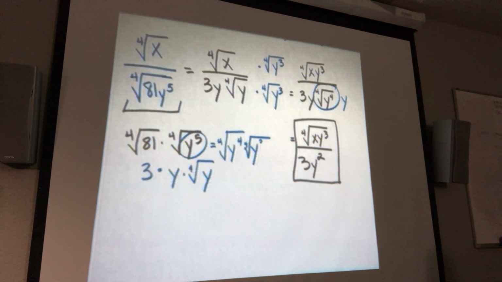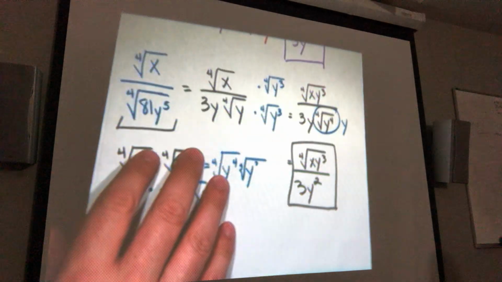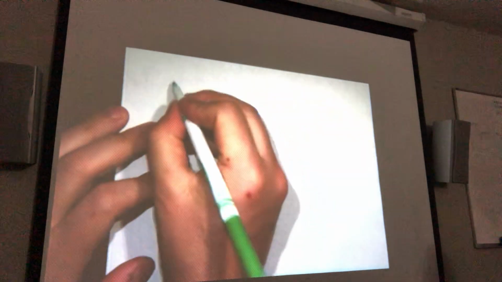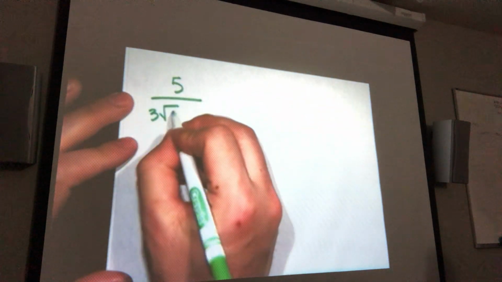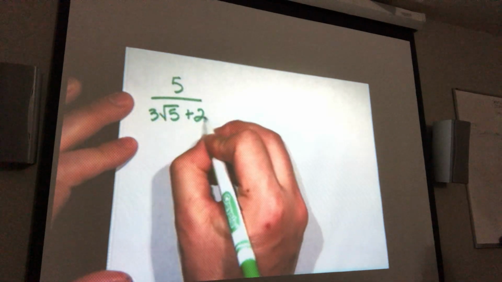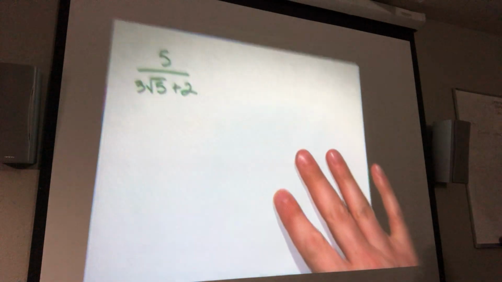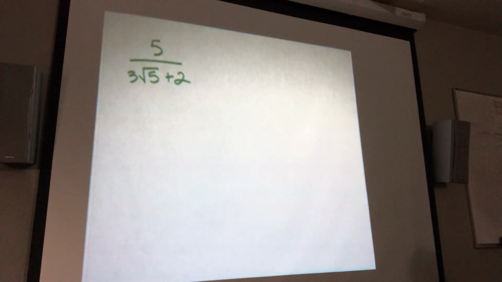Well, let me go ahead and show you the hardest ones. These are the worst they get, I promise. The worst they get is when you have something in the denominator with multiple terms, something like that.